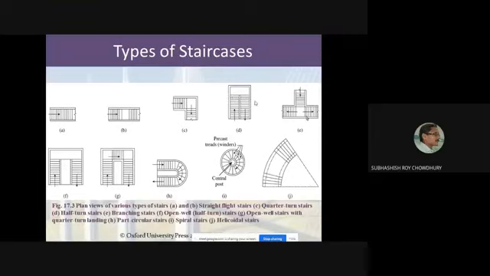In addition to the beam at this end, there are three alternatives. There may be a beam along this line. If there is no beam along this line, then the effective span will be measured up to this point.